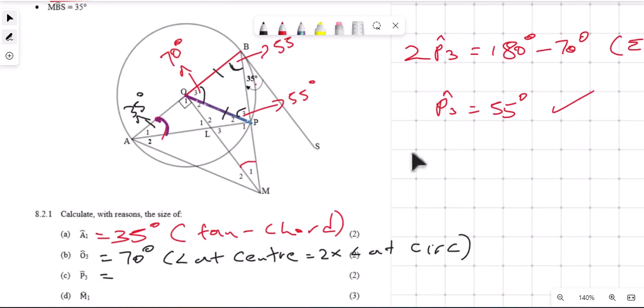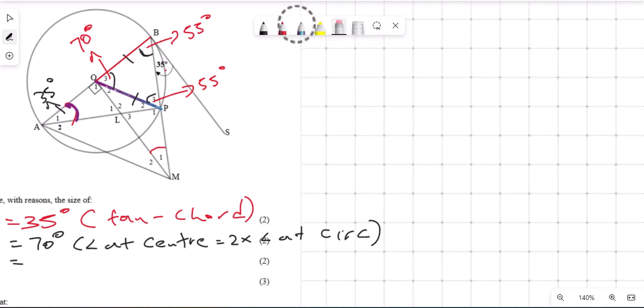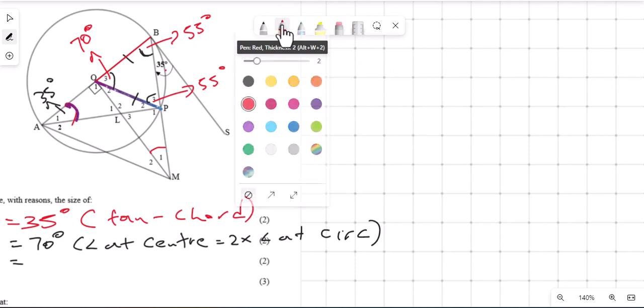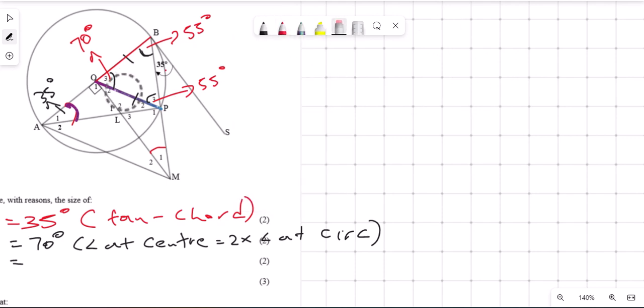So, what can we say here on this question? Okay, very good start. Let's go. So we are looking for O2. I will highlight it later. Let's go. Angle BOM.